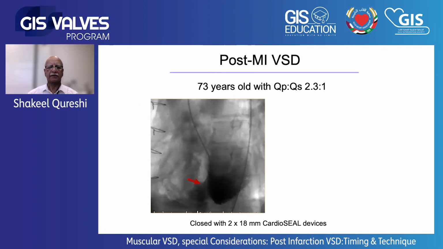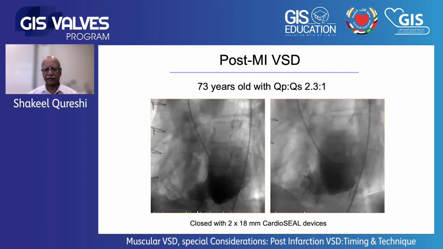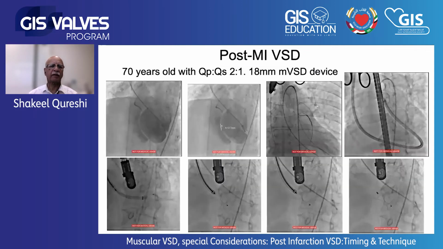Here's a historical picture of a 73-year-old with a post-infarct VSD towards the anteroapical region. This was closed with two CardioSeal devices, as you can see there in the still picture. And there's the still picture of an angiogram at the end of the procedure. Here's a 70-year-old with a post-infarct VSD in a bit more of the mid-trabecular or mid-septal region. The defect is around 13 millimeters, as you can see here from the measurements.